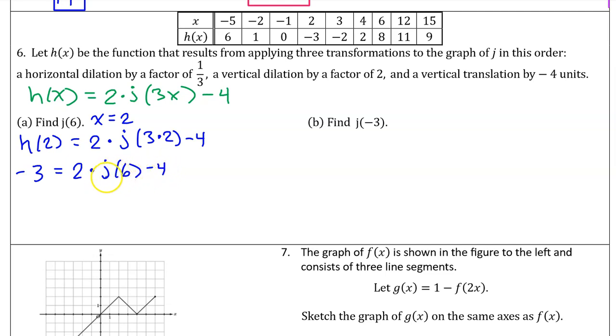We need to solve for j at 6. Let's add 4 to both sides. We get 1 is equal to 2 times j at 6.